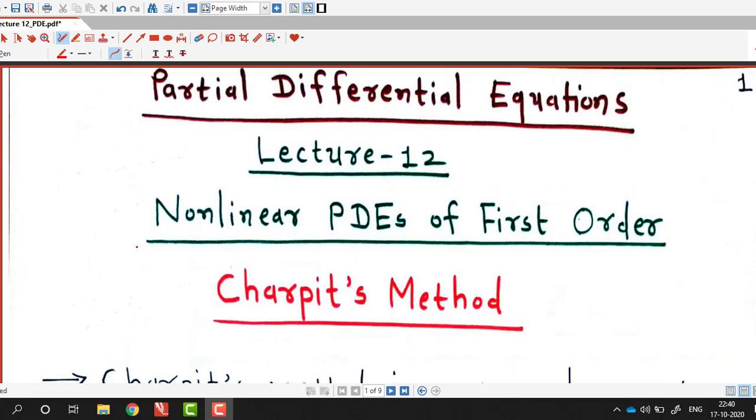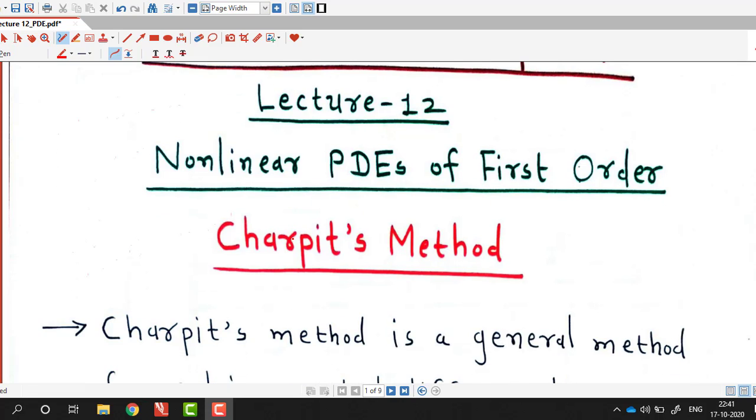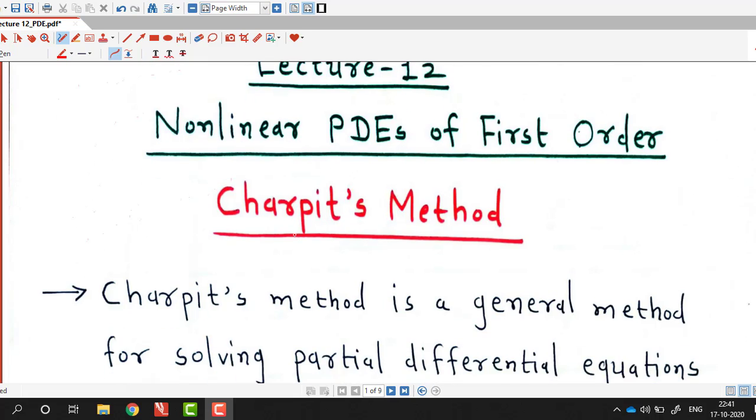Today we are going to discuss one important method of solving nonlinear partial differential equations of first order. This method is known as Charpit's method, and using this method we can solve nonlinear partial differential equations of order 1. So in this lecture we are going to discuss Charpit's method, and we will see how to use it to find the solution of a given nonlinear partial differential equation. So let us start with Charpit's method.